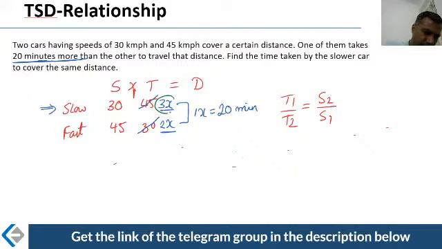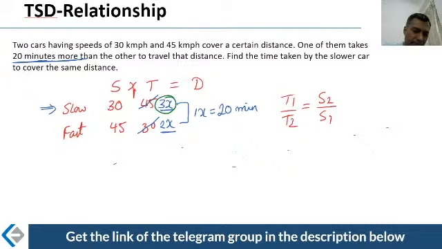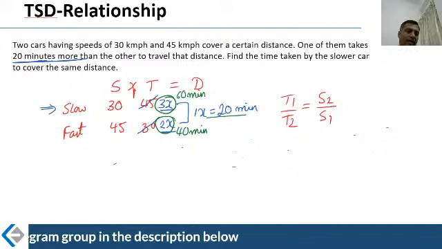I can write it here: 3x. 1x is equal to 20 minutes. Therefore, 3x is equal to 60 minutes. 3x is equal to 60 minutes, or 2x is equal to 40 minutes, whichever way you think. Either way is fine. So I get my times here.